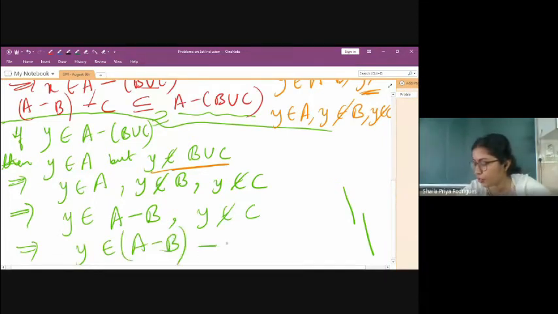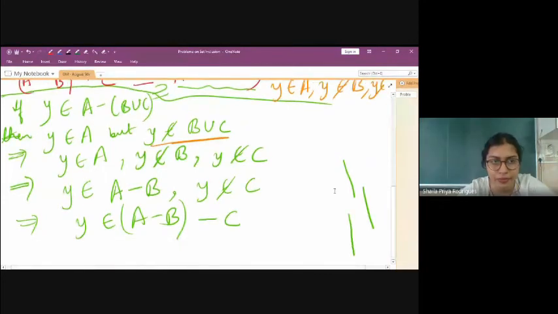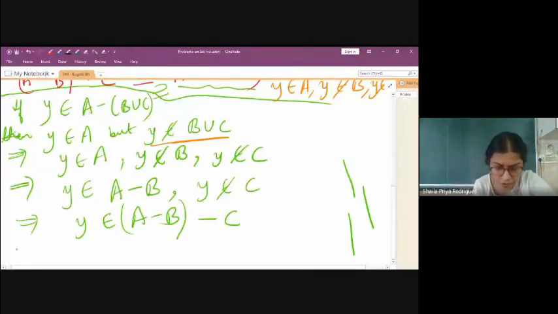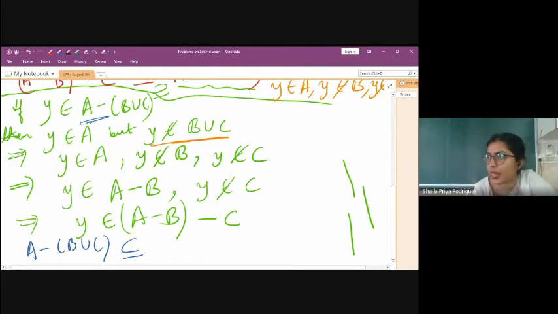So we've reached the first set. We started with a random element y in the second set, and now we say that y is in the first set. So what was the second set again? It was here. It was A minus B union C. Since y, a random element in the second set, is now also in the first set, the second set is a subset of the first set, which is A minus B minus C.